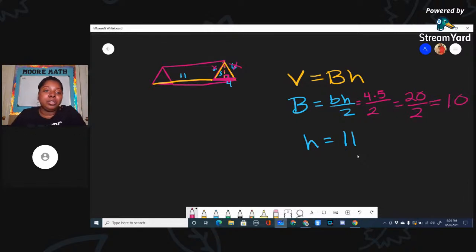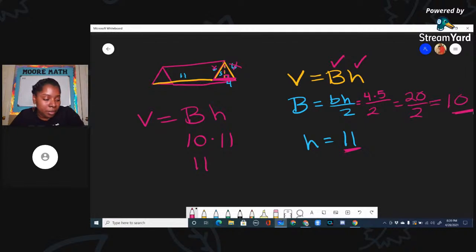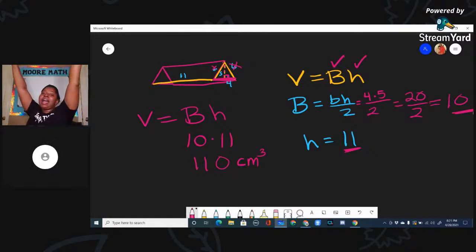Excellent. Now what am I going to do with these two numbers? I have my base, 10, and my height, 11. And what am I going to do with these? Multiply them. Good. So 10 times 11. Just add a 0 to 11. And what do you get? 110. Good. Awesome. And if it was centimeters, what would I write as the units? Centimeters cubed. Good. Awesome. Excellent job.